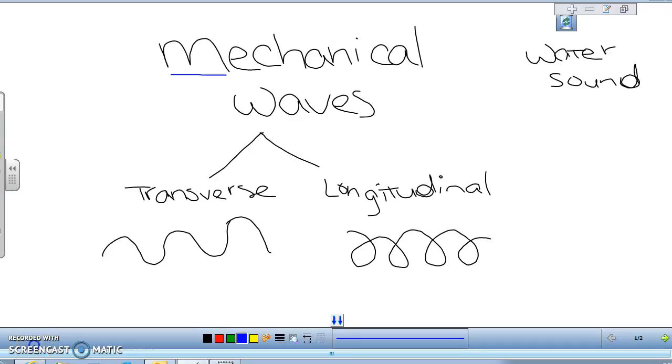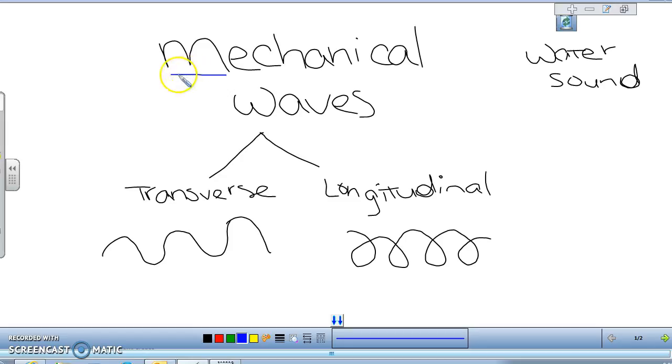Okay, so today we're starting our unit on waves, and today we're going to be talking about the parts of a wave. So before we start, I want to review real quick from your bell work. Your bell work was talking about mechanical waves. We said mechanical waves transfer energy. That's the point of a wave.